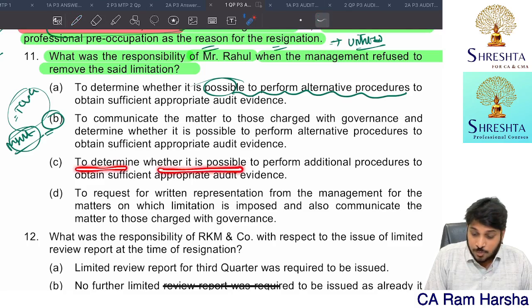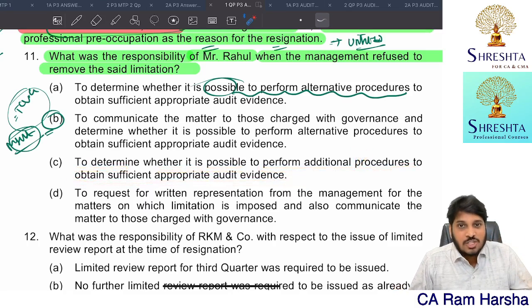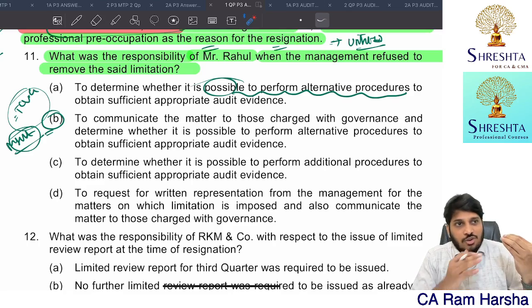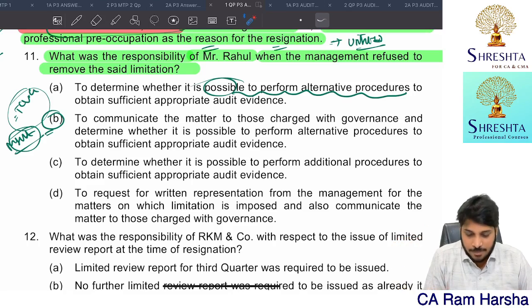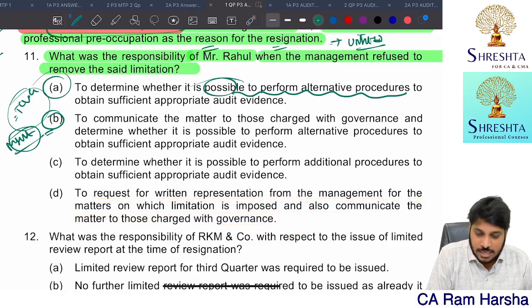To determine whether it is possible to perform additional procedures, here evidence is not available. Management is putting a limitation. You are unable to do some work. It's not about additional work. Basic work itself we are unable to do. So alternative is the right word. Request for written representation on that limitation, no, that's not correct. So the answer is A.